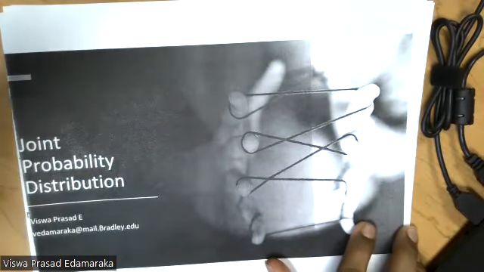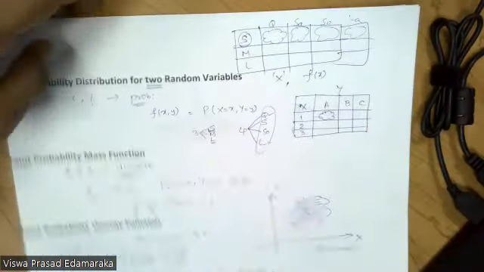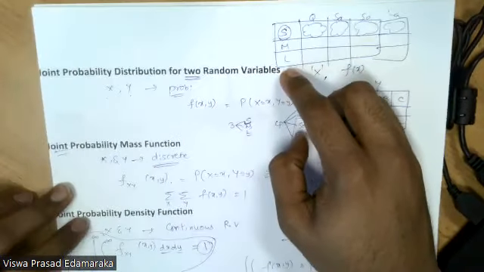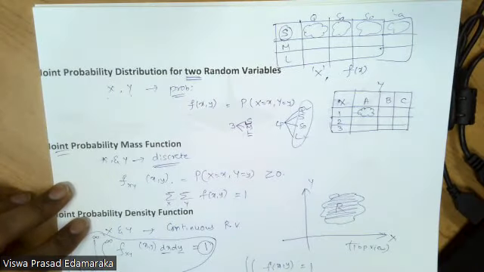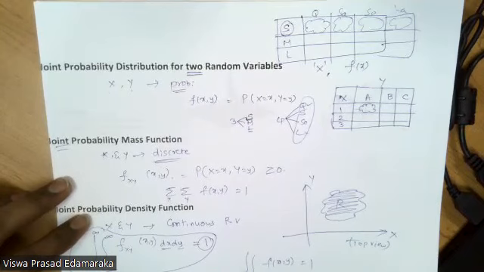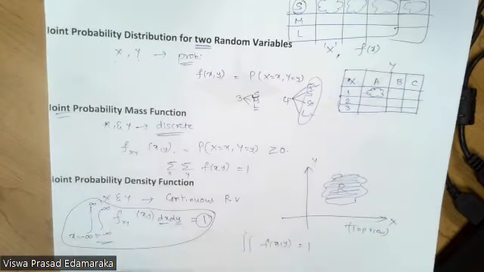In the last video, we have seen the introduction to joint probability distribution for two random variables. So we have taken one random variable in one axis and one random variable in another axis, and f of x, y on another axis. And we have two different types of joint probability distribution: one is the mass function and the other is the density function.